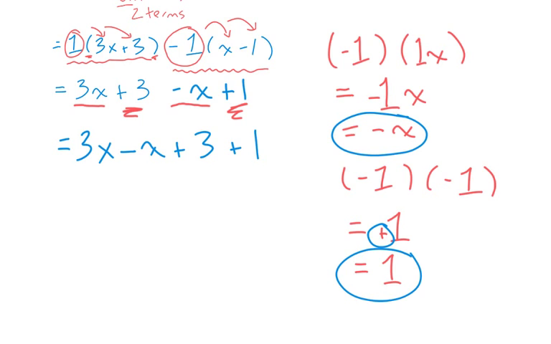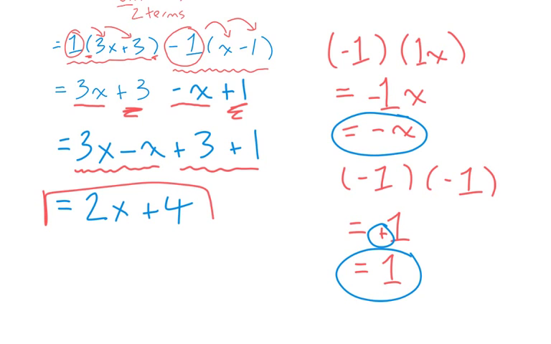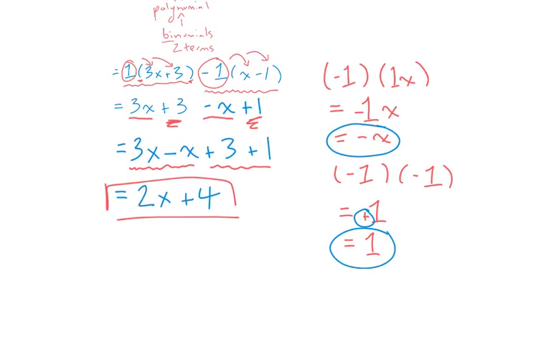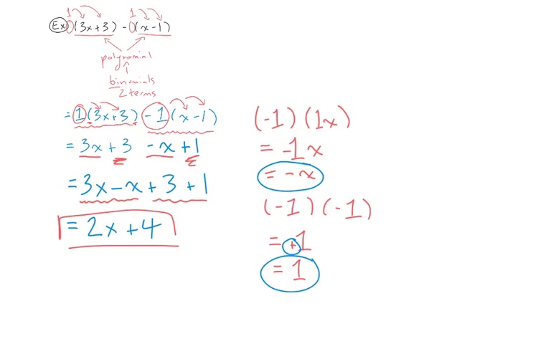First thing is, let's simplify that. So 3x minus x is 2x, and positive 3 plus 1, pretty simple, positive 4. And that is our final answer. I'm going to scroll back out to show you all the work we did for this one question.